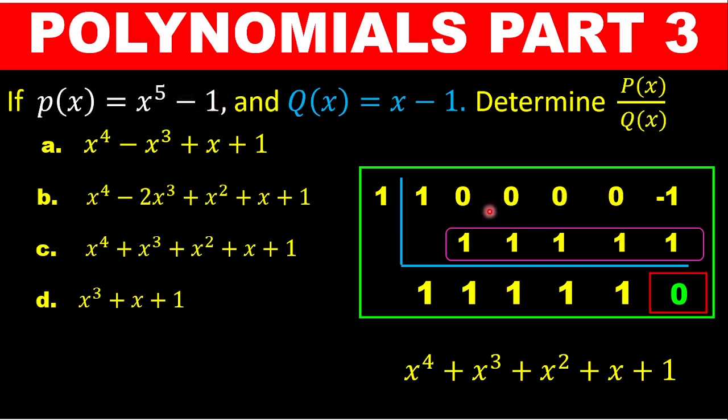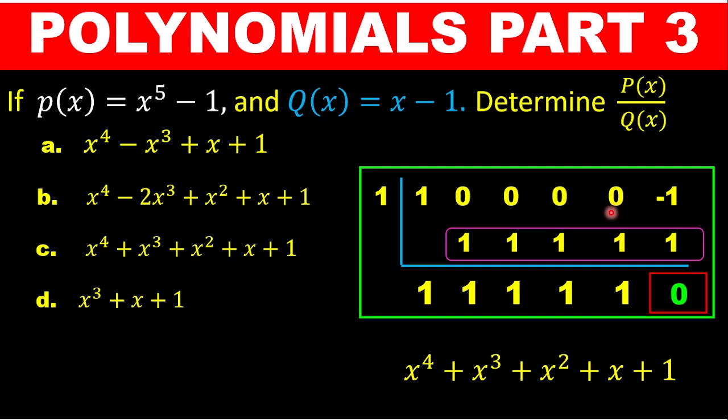So let's go over this to establish a very important foundation. X to the power 5, coefficient is 1. X to the power 4, coefficient is 0. X to the power 3, coefficient is 0. X to the power 2, coefficient is 0. And then x, coefficient is 0. And then we have this negative 1 is what we see here. So that explains how we got the first row.